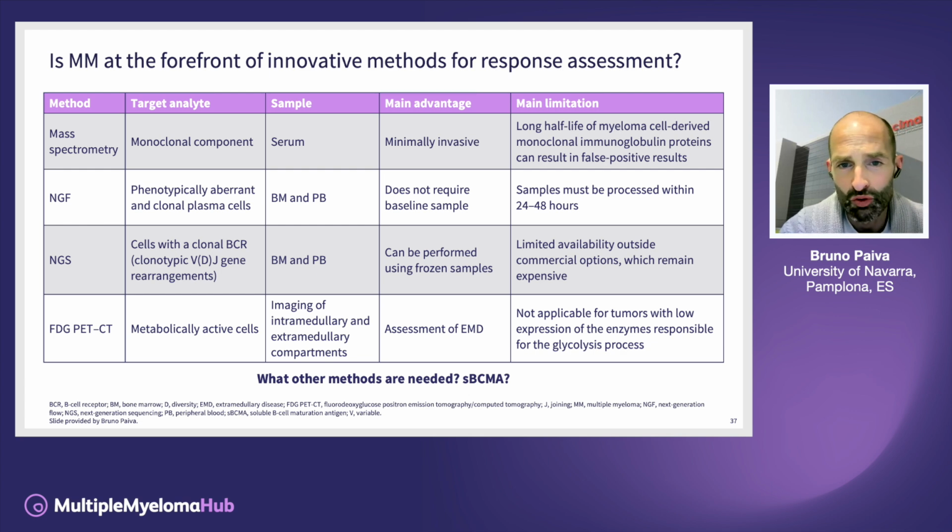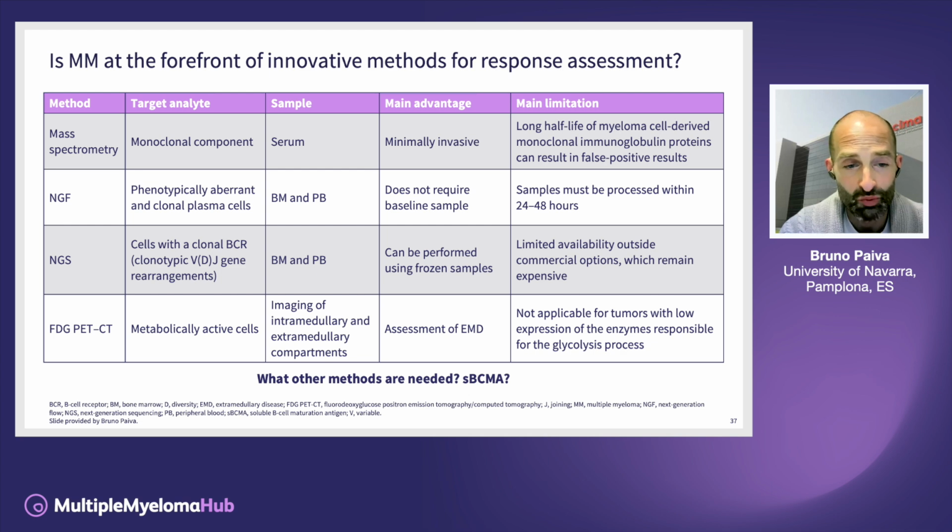And I would focus mainly on the main advantages of these 4 methods. Obviously, mass spectrometry, its minimally invasive nature. For flow, the fact that it does not require a baseline sample. NGS, the fact that it can be performed using frozen samples, and this has been paramount, particularly in large multi-center clinical trials. And obviously with PET-CT, the assessment of extramedullary disease.